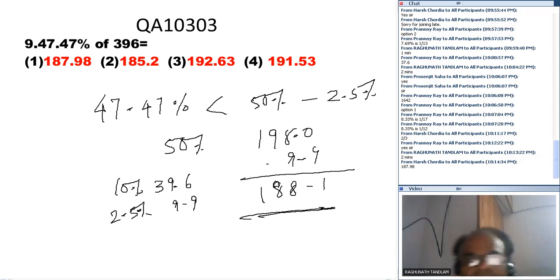So 47.5% is 50% minus 2.5%. 50% is easy to calculate. 2.5% is 1/4 of 10%, and 396 reduced by 4 makes it easier. 10% is 39.6. 2.5% is 9.9. 198 minus 9.9 becomes 188.1. It should be slightly less than that. The closest option is 187.98. Clear? 2.5% I can always calculate easily. It's 1/4 of 10%, so you divide 10% by 4.